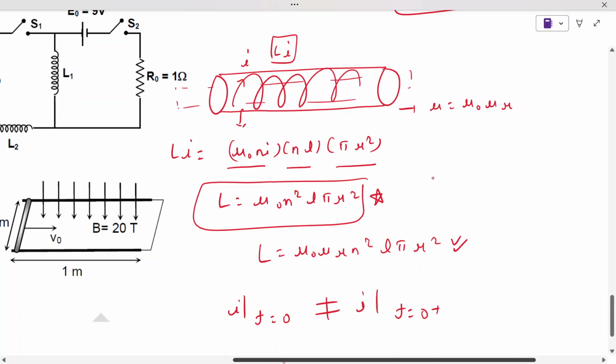So according to this, the flux, initially L into I, right? That should match with L dash into I dash, isn't it? Because that thing should match. Not the current, the flux should match always. The concept is that the flux should match, isn't it?